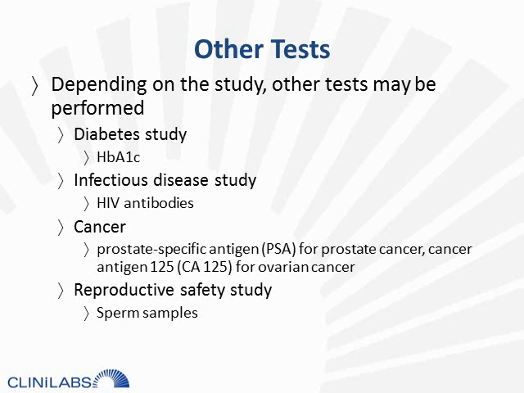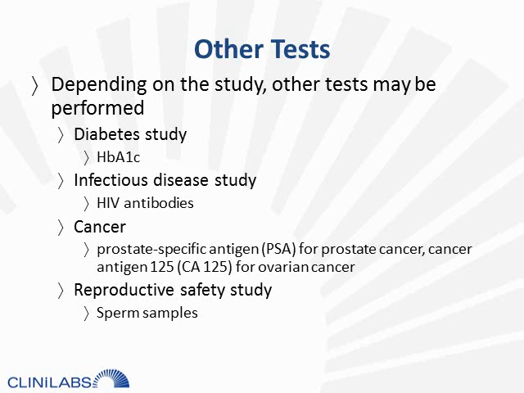If you were going to participate in an infectious disease study, such as a study for HIV-positive people, the screening test might involve assessment of HIV antibodies. If you were going to do a cancer study, a prostate study, prostate-specific antigen or PSA tests might be done, or the cancer antigen 125 might be done if you were going to join an ovarian cancer study.